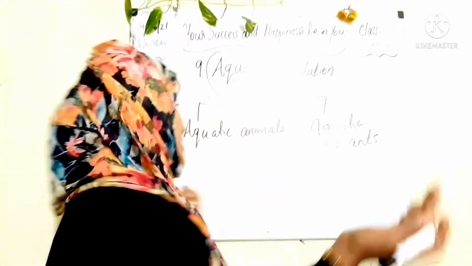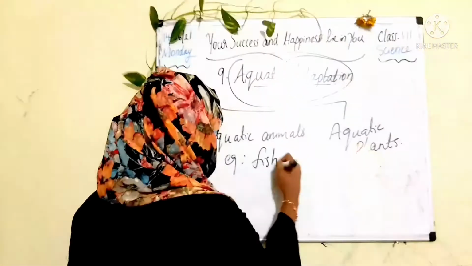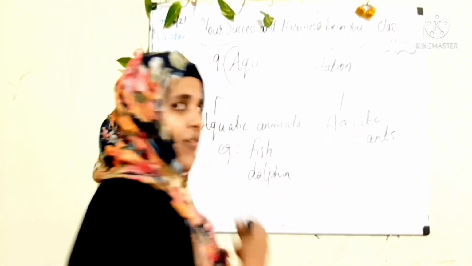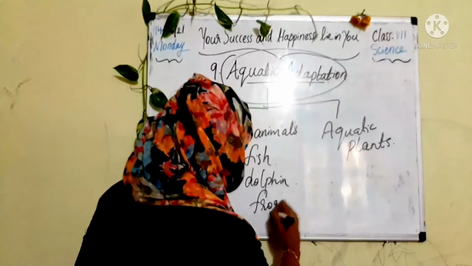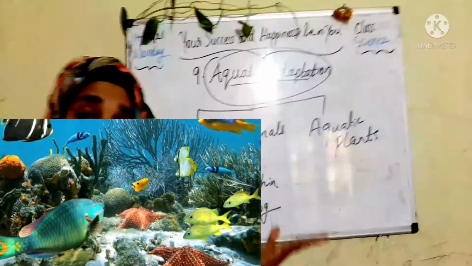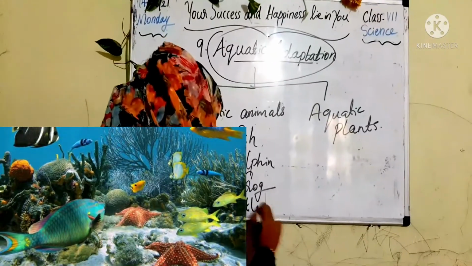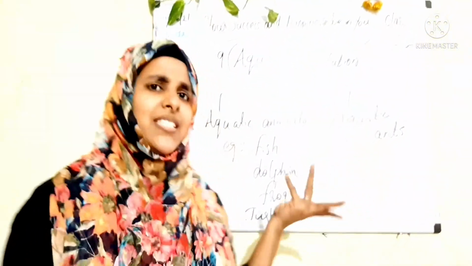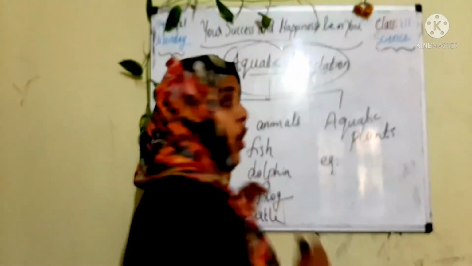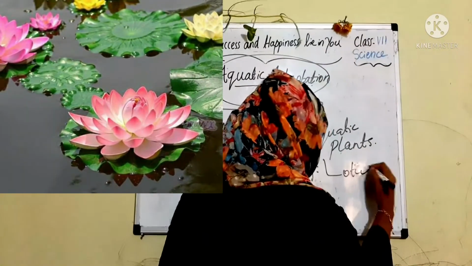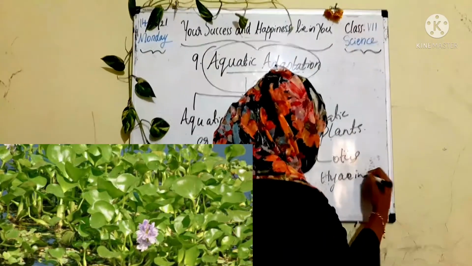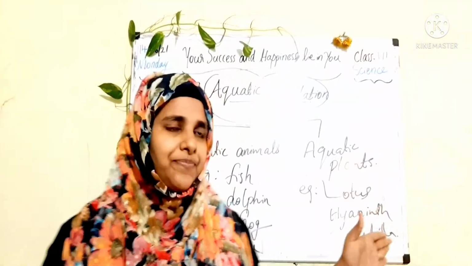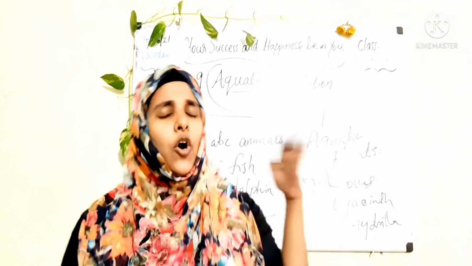Okay, we can say examples like fish, they are living in water. Then other than fish, what all are there? Yes, say together. We can say dolphin or whale or frog. It is an amphibian. It can live both in water and on land. Okay, say turtle. So these are the different types of aquatic animals. Then, when we are checking the aquatic plants, we can say many examples like lotus, water lily, hyacinth, or hydrilla. These are the different plants that can grow in water. It may be ocean or lake or pond, whatever it is.